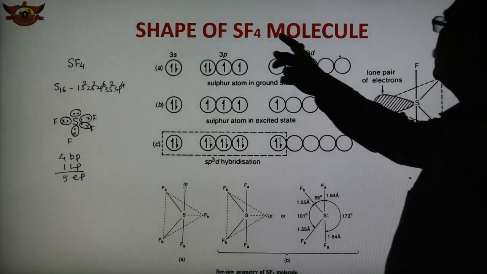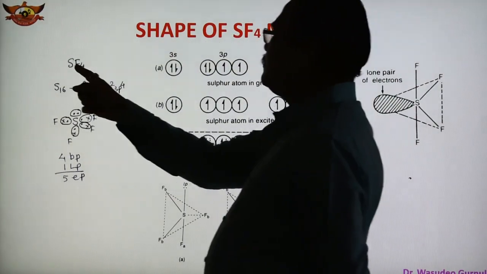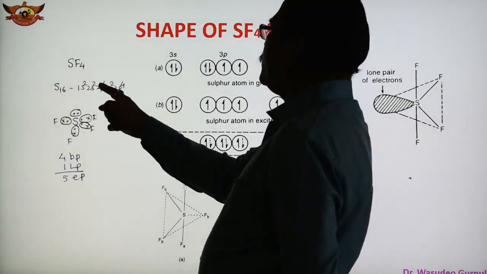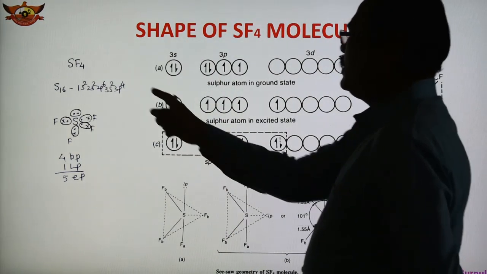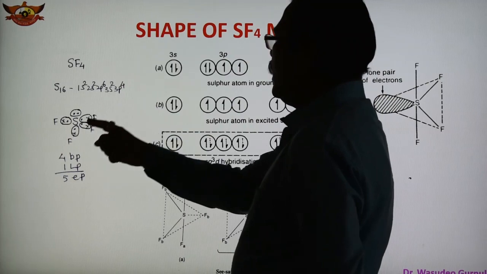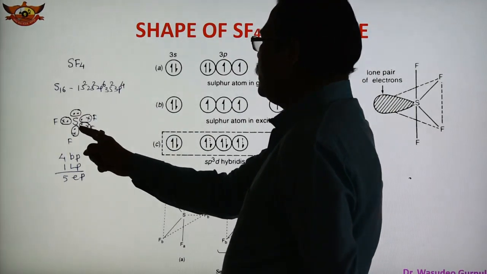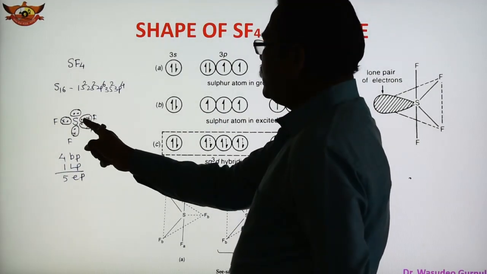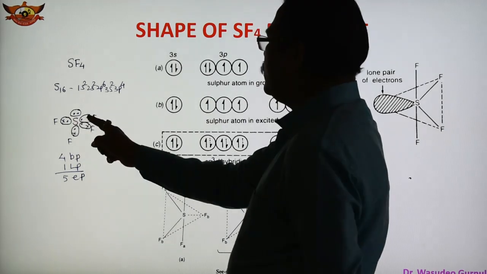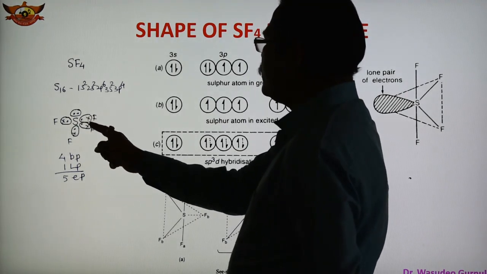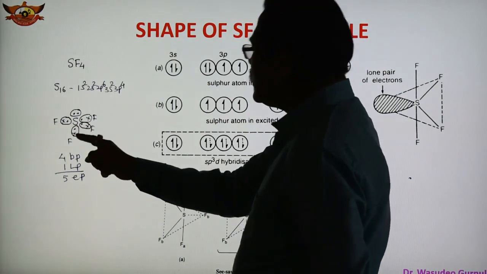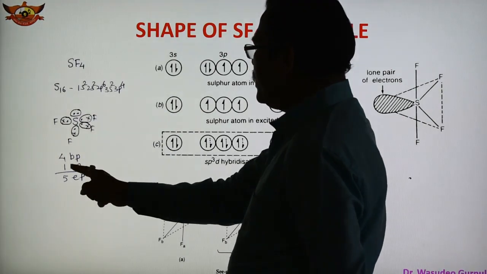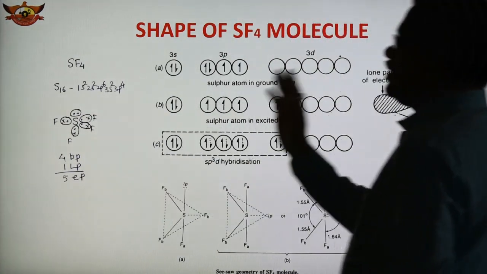In case of SF4, the central atom is sulfur, and the atomic number of sulfur is 16. The electronic configuration is 1s2, 2s2, 2p6, 3s2, 3p4. So there are 6 electrons in the valence shell, and these solid dots show the 6 electrons of sulfur, 1, 2, 3, 4, 5, 6. Out of 6 electrons, 4 electrons take part in sharing with the electrons of 4 fluorine atoms, and in this case there are 4 bond pairs of electrons, 1, 2, 3, 4, and the remaining electrons are a lone pair, so there is 1 lone pair. So total electron pairs are 5.